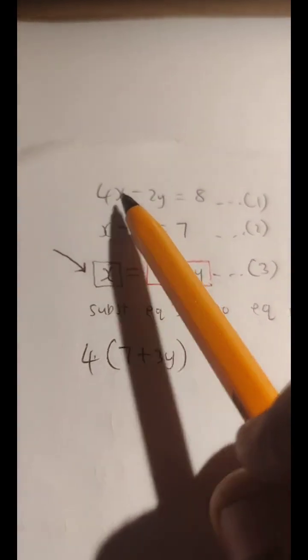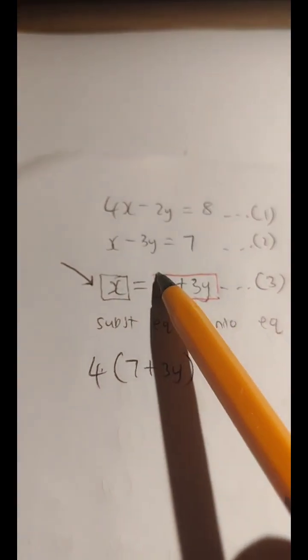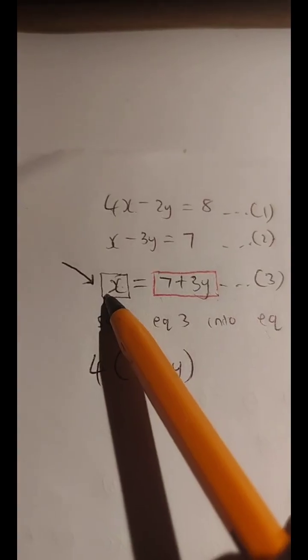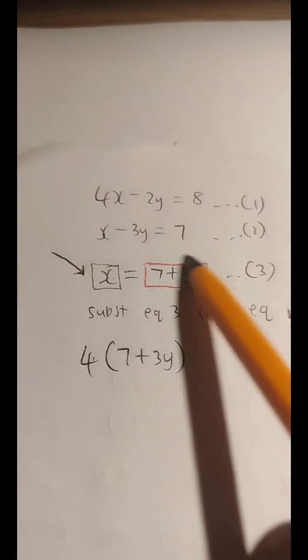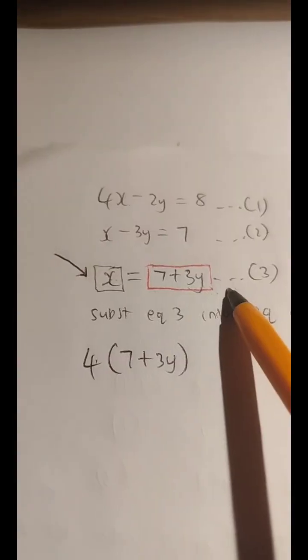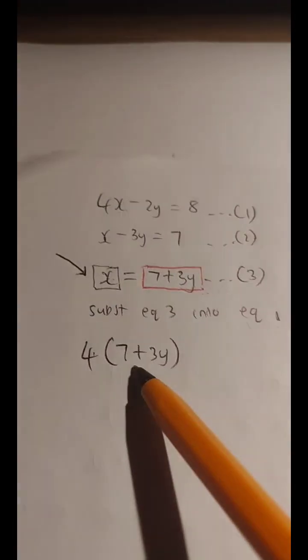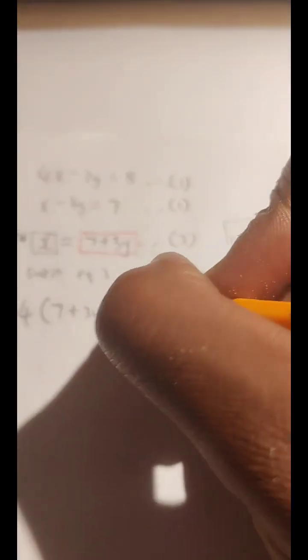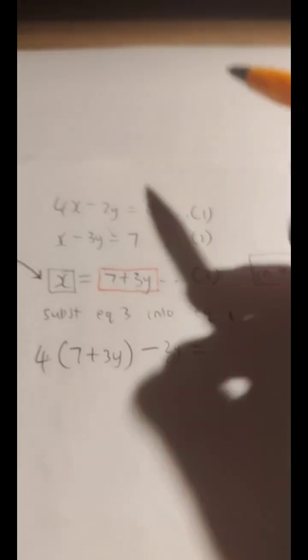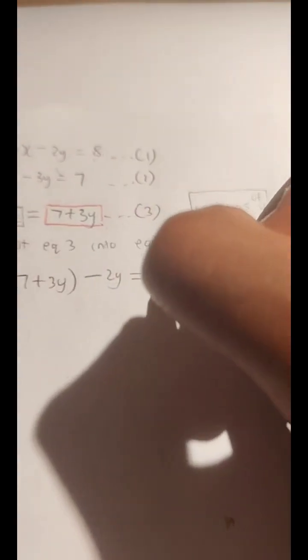Remember, this is 4x, but now in the place of x, what are we going to replace x with? We are going to replace it with 7 plus 3y, the expression. Followed by a minus, followed by a 2y, equal to the 8.